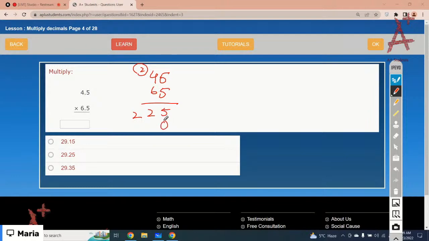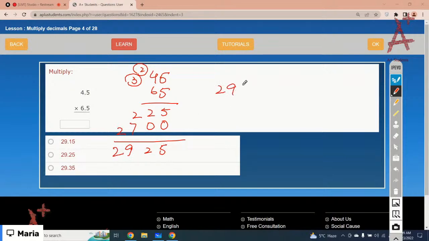Now you're going to multiply the tens digit. So you have to write the numbers right below the tens digit. So 6 times 5 is 30. Here you have 0 and carry 3. 6 times 4 is 24 and 3 is 27. Just add the numbers: 2 5 9 2.